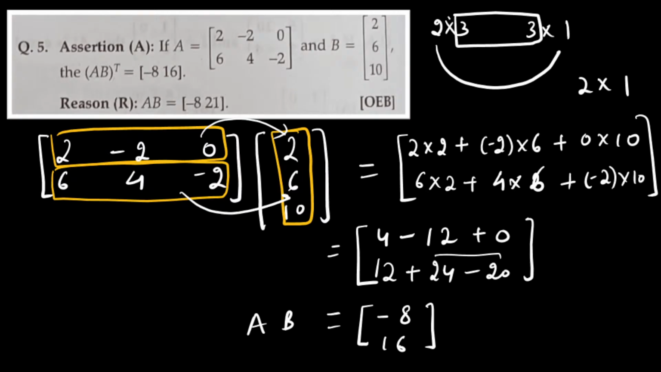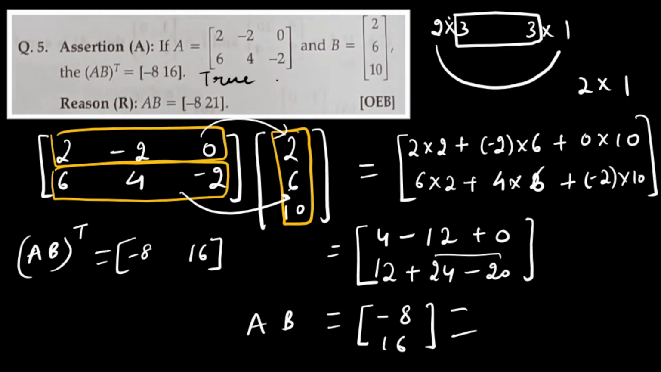A is true and R is false. Okay, Monish has given the answer. Yes, so AB we have found this. But we have to find AB's transpose. So these rows will change to columns. So this will be minus 8, 16. This is what is given to us. So that means the assertion is true. The reason is false, because this is the value of AB transpose we got. This is not the value of AB. So this is false.